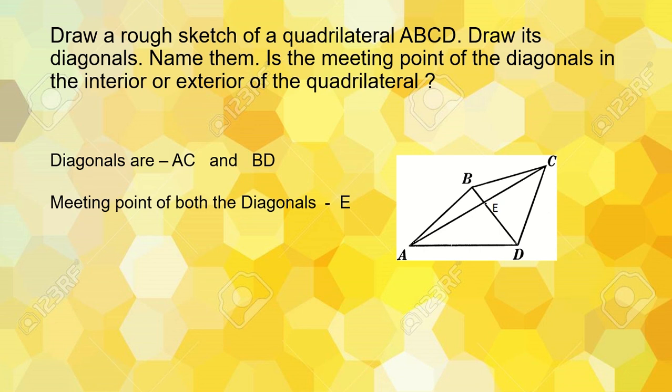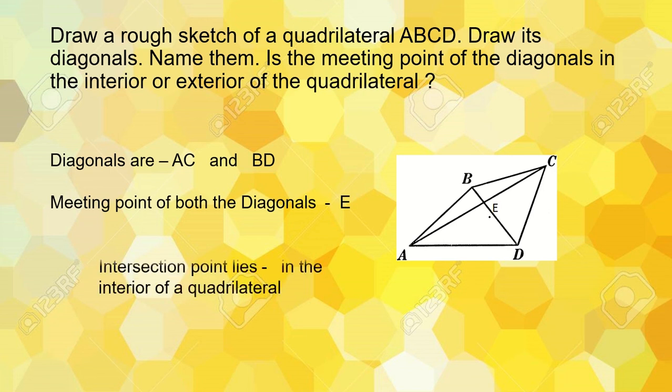The next part is: is the meeting point of the diagonals in the interior or exterior of the quadrilateral? So where does it lie? It lies inside the quadrilateral, meaning the interior of the quadrilateral. The intersection point E lies in the interior of the quadrilateral.